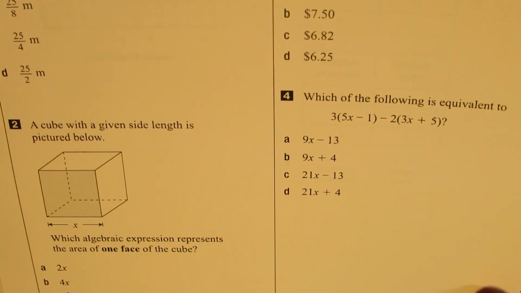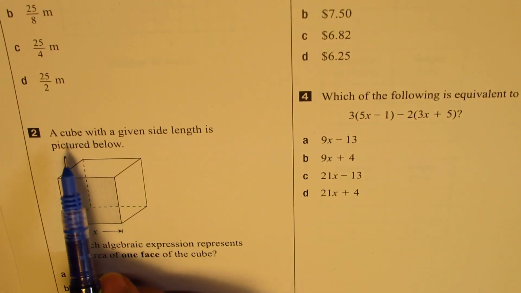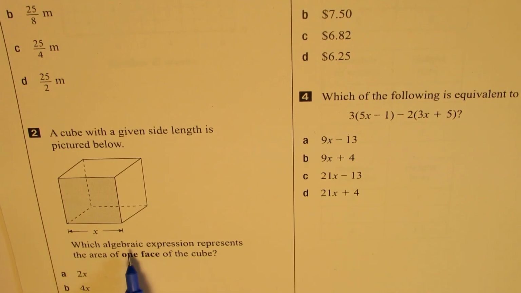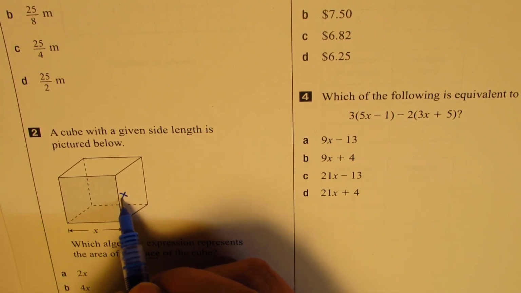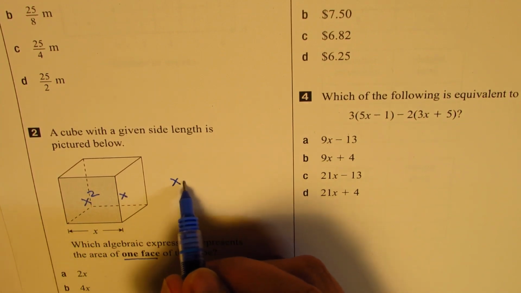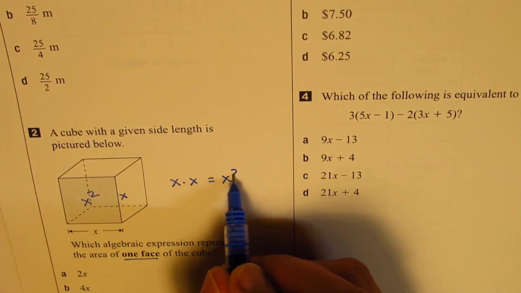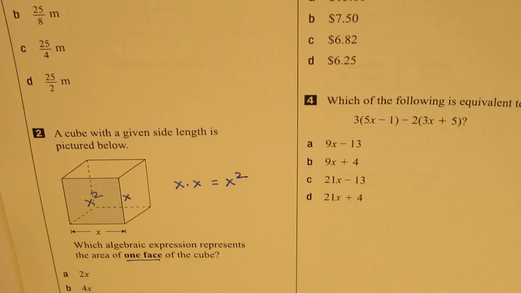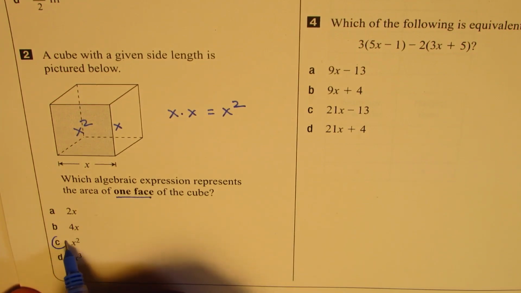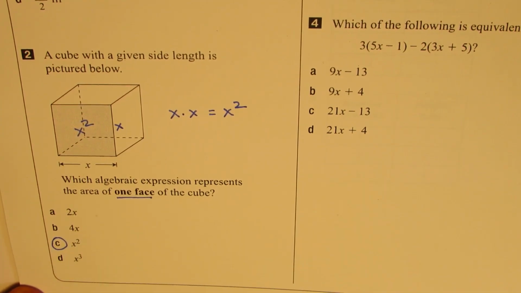Now let's take question number 2, which is: a cube with a given side length is pictured below. Which algebraic expression represents the area of one face? So only one face area. In a cube, all the sides are equal. So the area is going to be x times x, which is equal to x squared. So in this case, option C is the right option. So we'll circle C for question number 2.